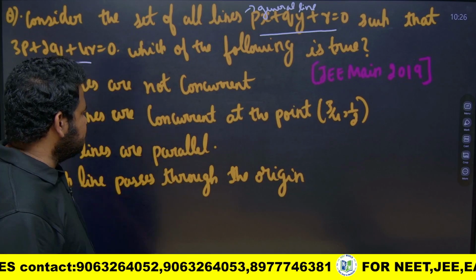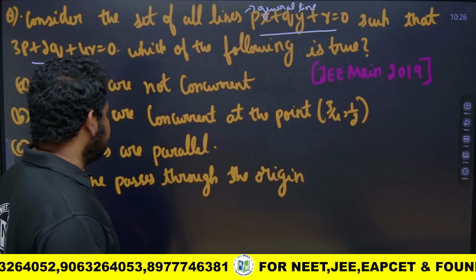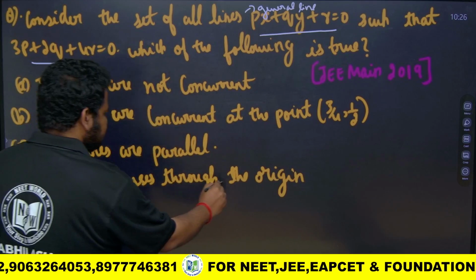Each line passes through the origin. If it passes through the origin, then x and y should become 0. Correct? No. So, that's definitely not possible here. We cannot say that. So, this option is wrong.